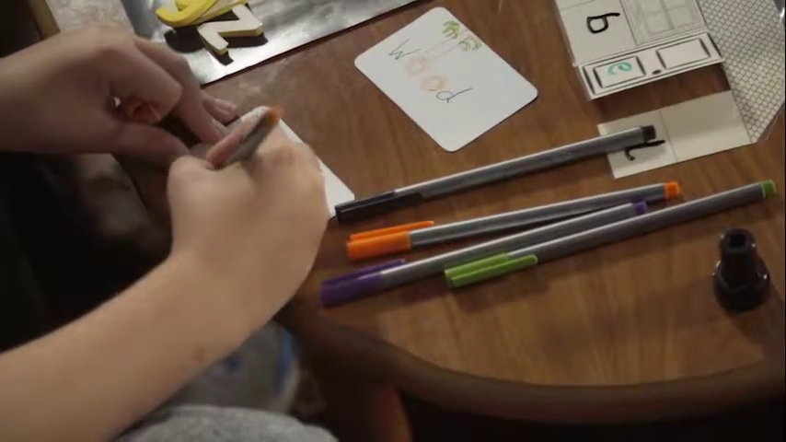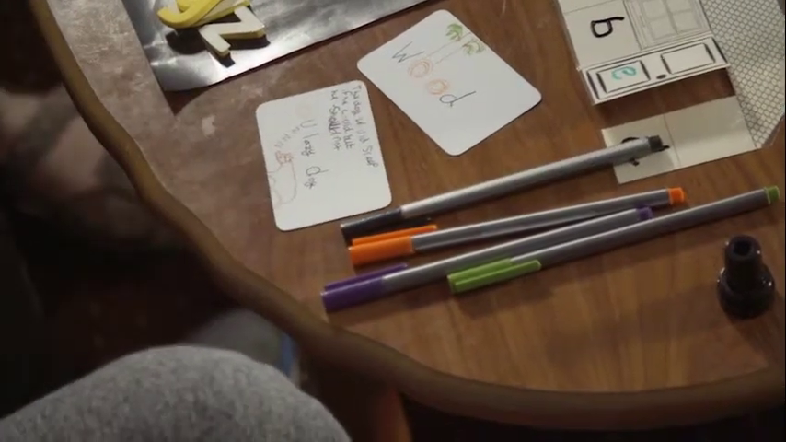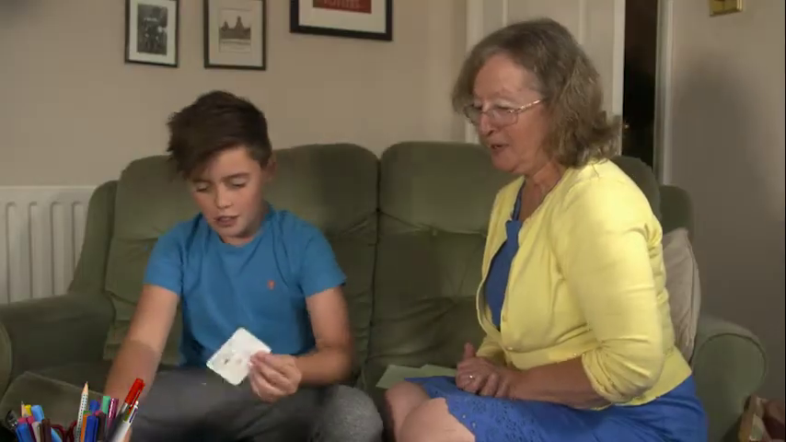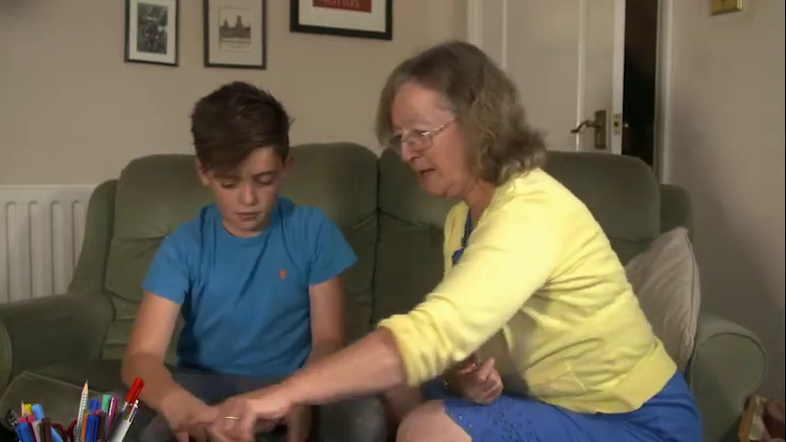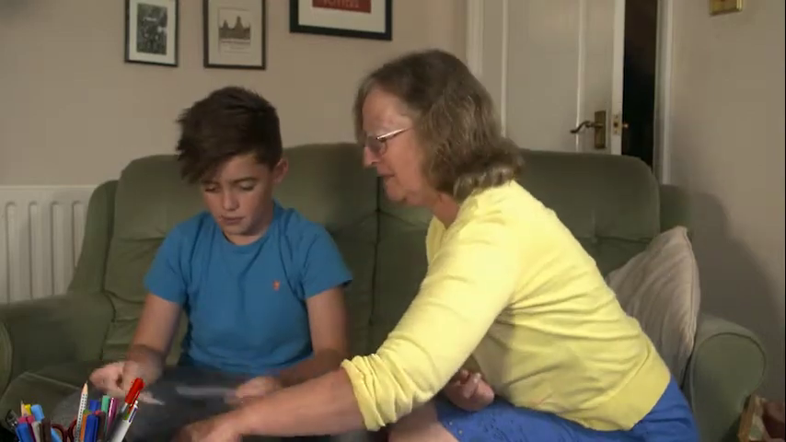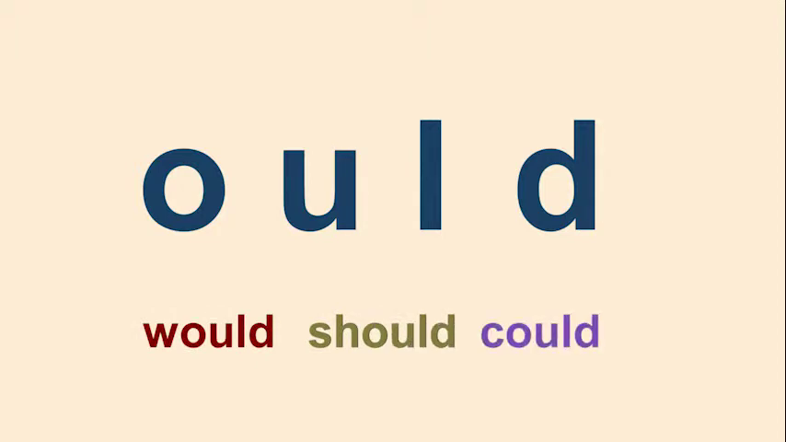I'll try. Kate gets William to make a memory card for each word he's conquered. He enjoys collecting them and can refer back to them if he needs to. Kate also uses mnemonics to help William remember some difficult spellings. The O-U-L-D in would, should or could is remembered as O-U lazy dog.